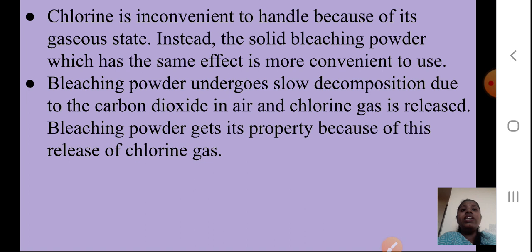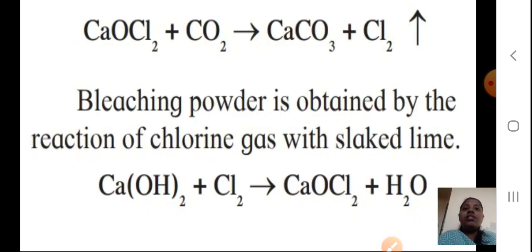Using chlorine directly is inconvenient as it is in gaseous state, so it is easier to use bleaching powder. I hope till this part it is clear, students. Okay, we'll proceed. CaOCl2 plus CO2 gives you CaCO3 plus Cl2. You will remember the reaction, students.